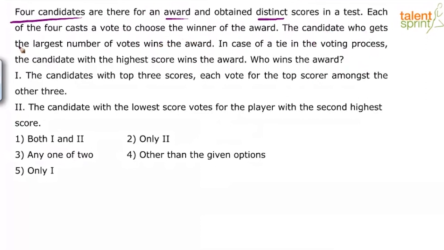The candidate who gets the largest number of votes wins the award. So whoever gets the maximum votes will win the award. And in case of a tie in the voting process, the candidate with the higher score wins the award. So if there is any tie, we will check the score. Scores are anyway distinct. So who wins the award is the question. Our job here is to find out who wins the award.